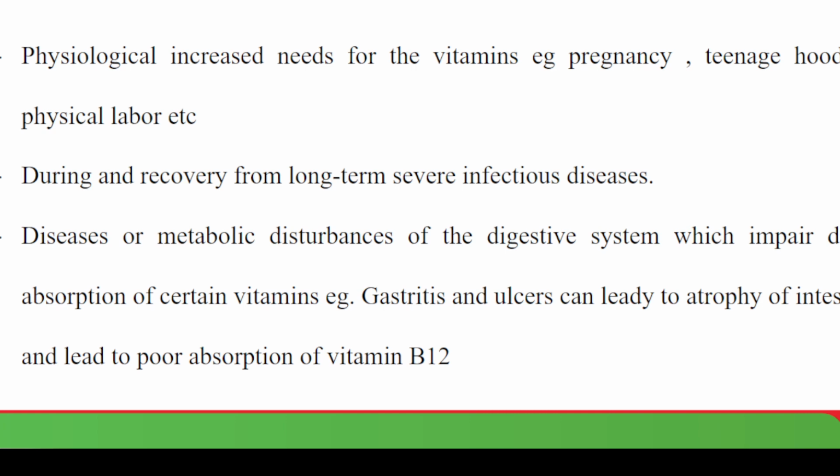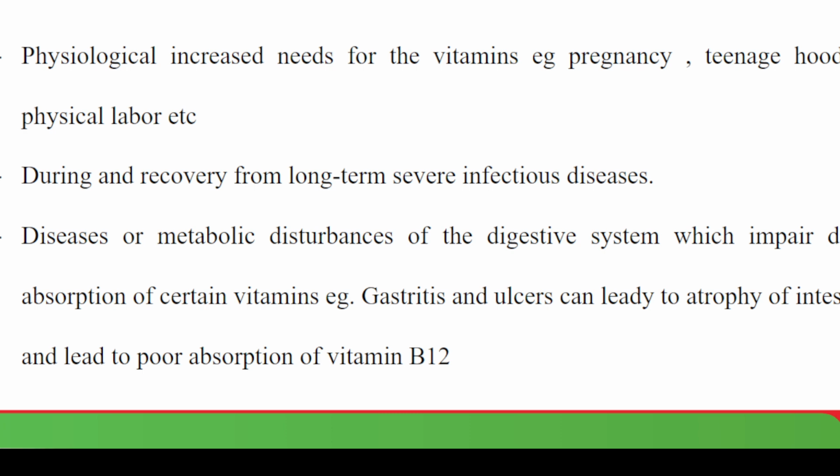Internal causes are the causes that come from deep within you as an individual. They're not according to your lifestyle or something. We start with the physiological increased needs for vitamins. For example, in pregnancy, teenage years, childhood, and physical labor. Once you're pregnant, you need more vitamins than someone of your same age who is not pregnant. And even in teenage years and childhood, you really need a lot of these. So that will also result in hypovitaminosis if you happen not to take in sufficient amounts.